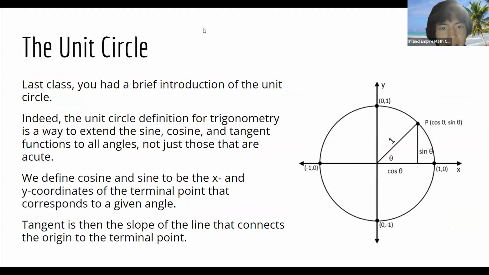Sorry, that's not a very good line. You can now go with angles bigger than 90 degrees. For example, you can have an angle of maybe 120 degrees. And then you would simply go around the unit circle and end up at this terminal point here. And then you would define the cosine and sine of 120 degrees to be the coordinates of this point.